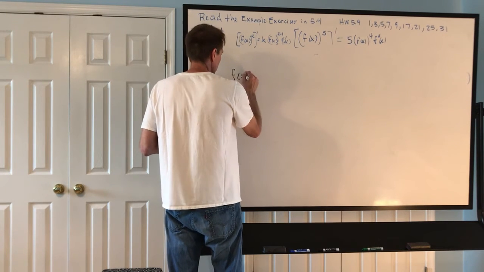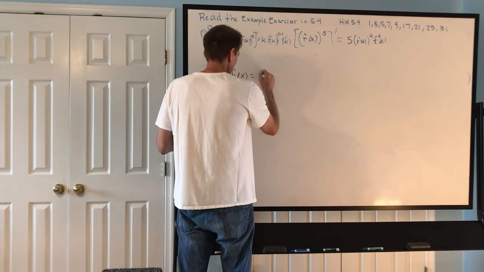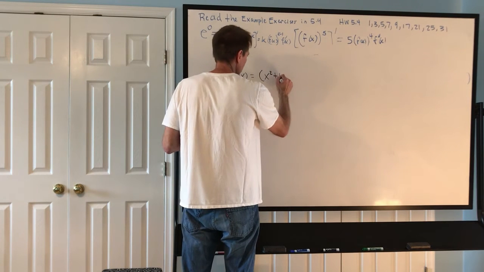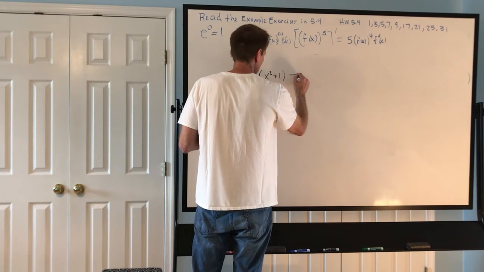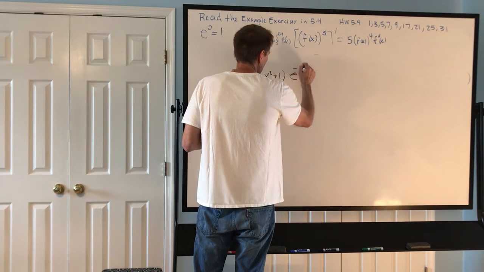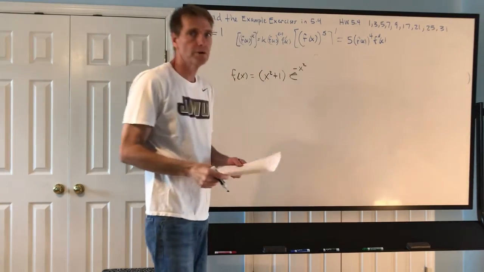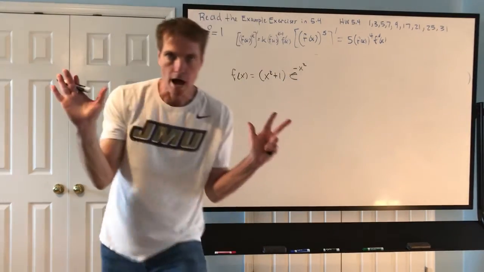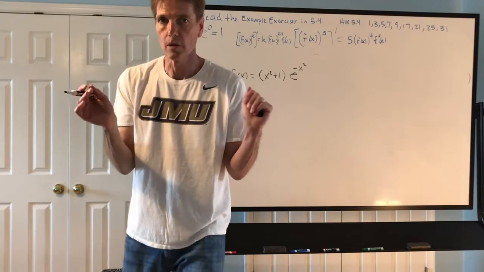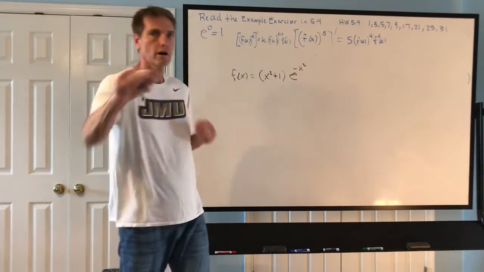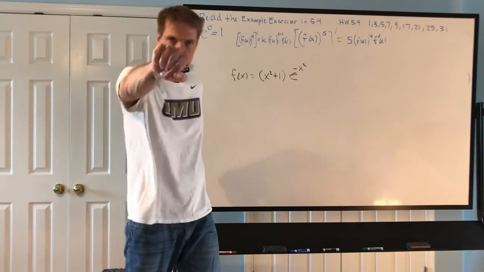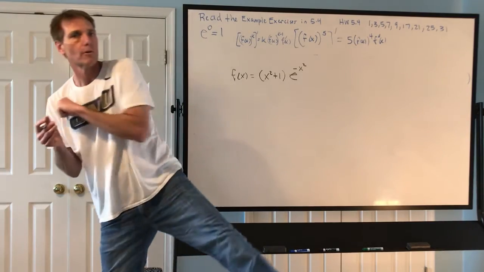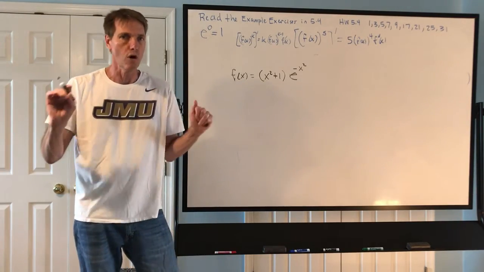F of x equals x squared plus 1 times e to the minus x squared. So now what we're doing is we're going to do some math karate. We're going to sequence our moves together. We're going to have our whatever punch, then we're going to have our side kick. Bam. We're going to use multiple rules all together.